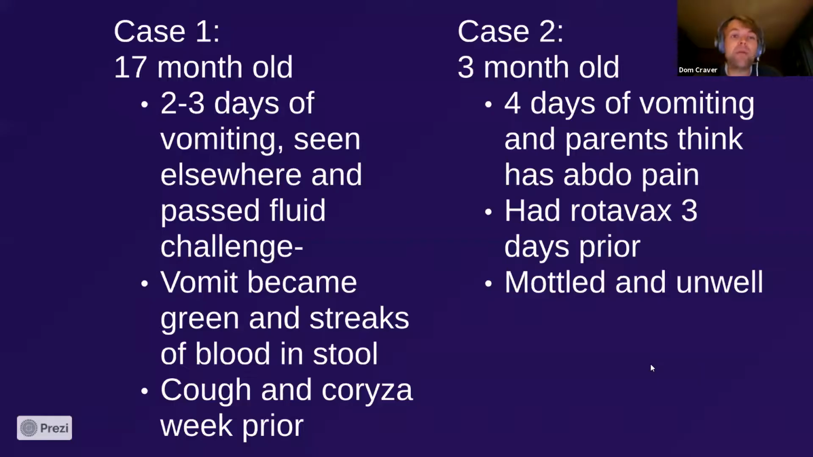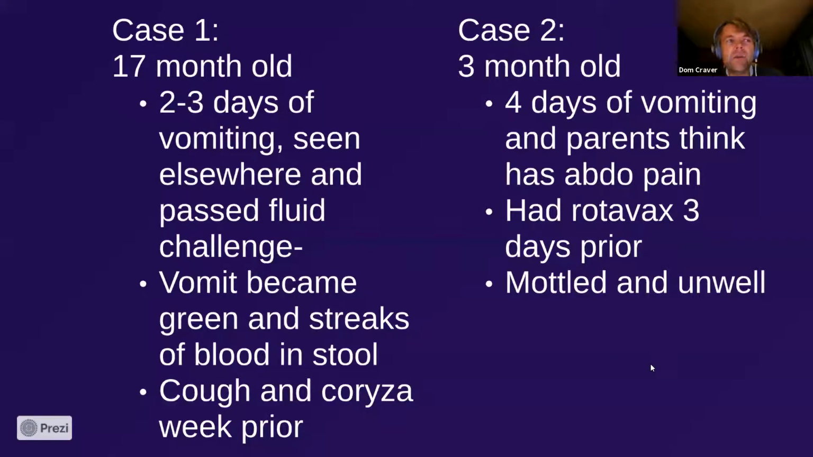So first is a 17-month-old who's had 2 or 3 days of vomiting, got seen at another hospital, was observed in the observation unit, passed a fluid challenge, was discharged, then came back because the vomit got a bit greener, so they were readmitted. Green vomit is never a good thing in anyone, and they were getting some bloody streaks in the stool. And a week prior, they had some viral symptoms, a bit of a cough. So I'm guessing everyone can be thinking where we're going now.